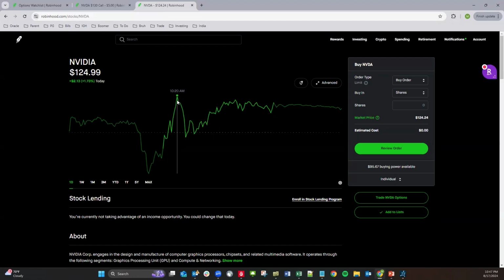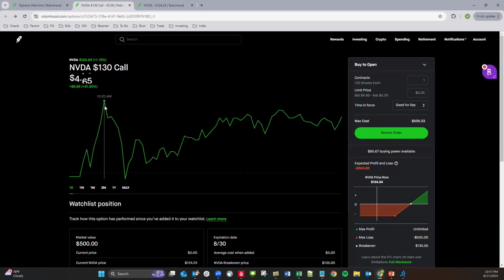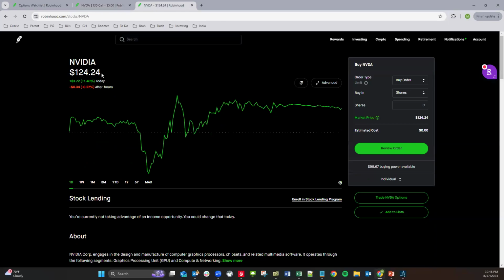So at 10:20, the stock went to the max for the day, 124.99. And then it dipped at 10:50 to 122. So from 124.99 to 122, and this is 10:20 to 10:50. If you look at your option premium also, at 10:20 it went to the maximum of $520, and at 10:50 it dipped to the bottom, $420.